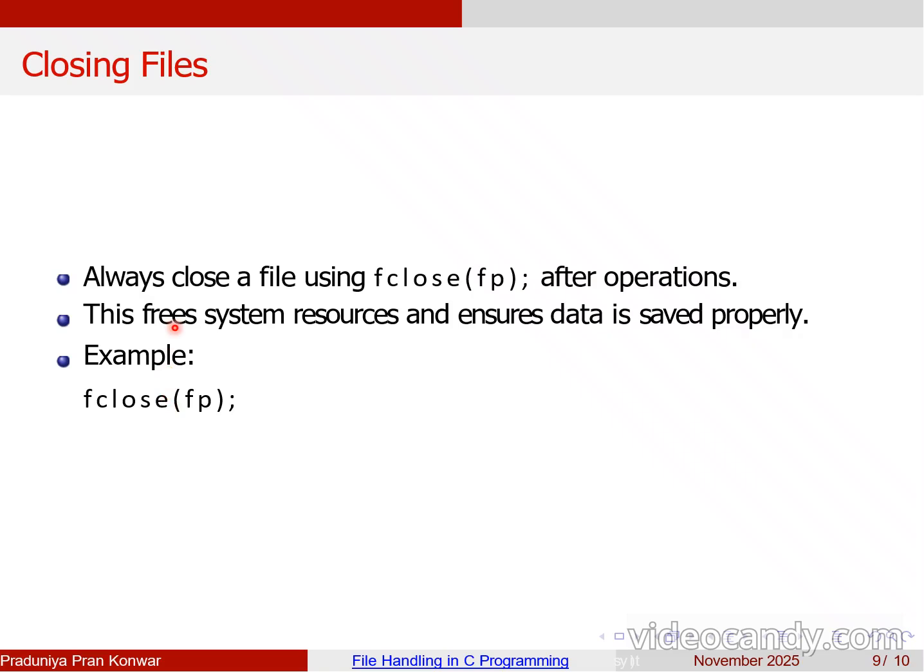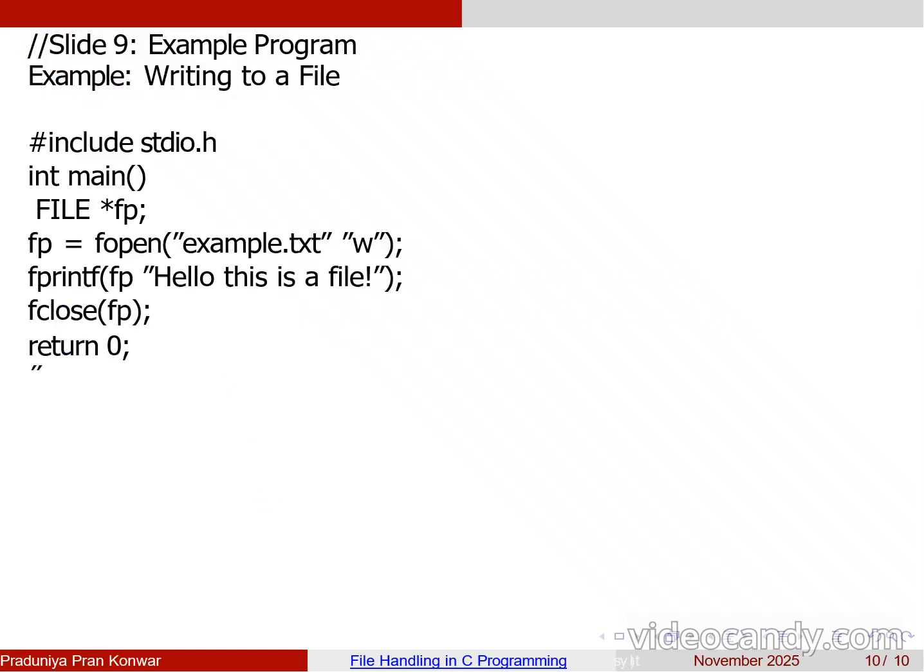If we forget to close a file, the program might behave unexpectedly. Sometimes data doesn't get written completely or the file may become corrupted. So remember, whenever you open a file in C, always make sure to close it using fclose.